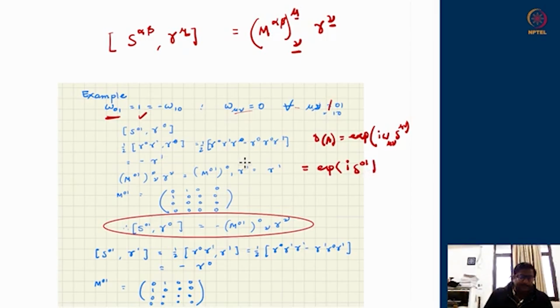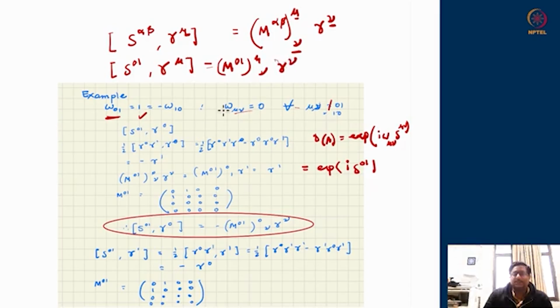Okay. Now, if that is the case, ultimately the identity which we are going to look at should have the form [S01, gamma mu] should be equal to M01 mu nu gamma nu. This is what should emerge under this Lorentz transformation. So that means I have to choose mu differently. I can choose mu equal to 0, 1, 2, 3, and correspondingly the right hand side will have 0, 1, 2 or 3.